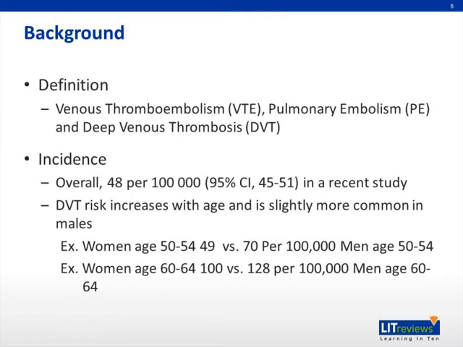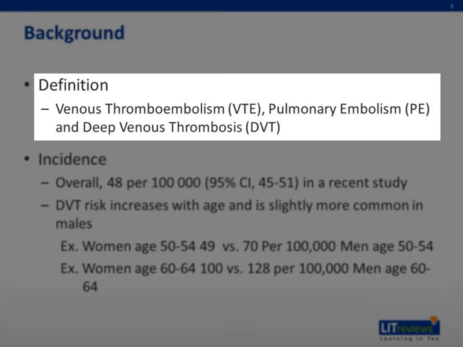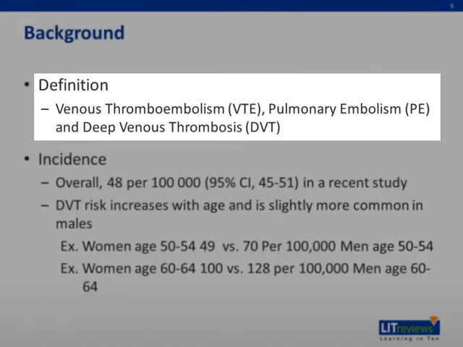Here, let's talk about some background and definitions. Venous thromboembolism is an umbrella term that includes both deep venous thrombosis and pulmonary embolism. Deep venous thrombosis is by definition a blood clot in the deep venous system. This is in contrast to clots in superficial veins. Most commonly, deep venous thrombosis occurs in the lower extremities, but it can also occur in the pelvis or alternatively the upper extremities as well.